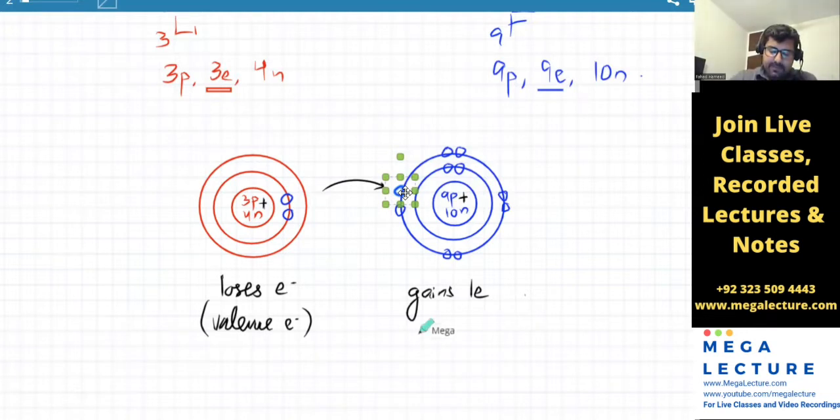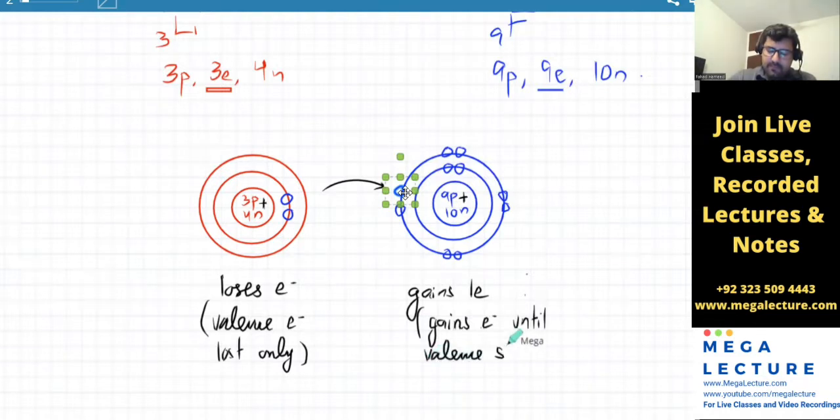So only valence electrons are lost over here. Valence electrons lost only. And this one gains electrons until its valence shell is complete.